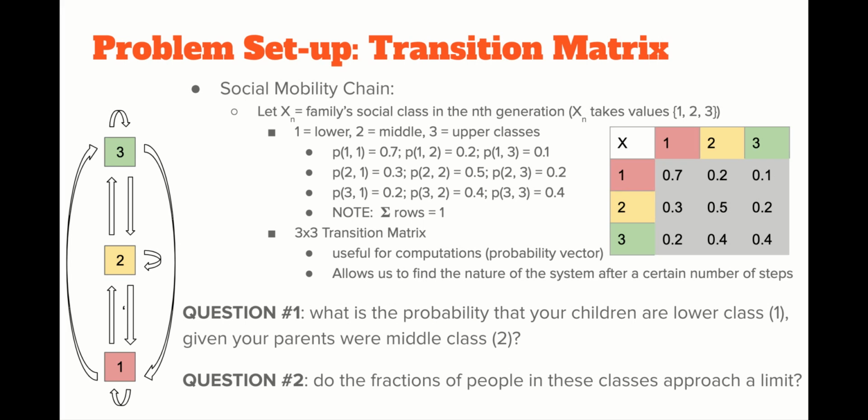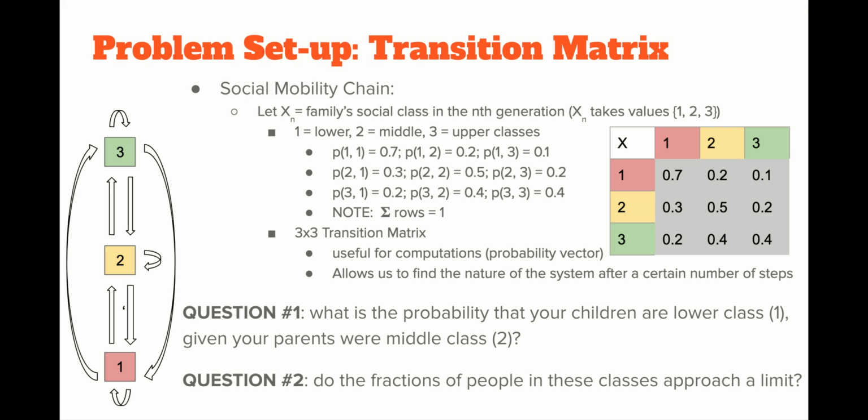So we will use an example called the social mobility chain as we learn more things about Markov chains. Consider that there are three different social classes, one being the lower class, two being the middle class, and three being the upper class. And we let xn be the family social class at the nth generation. So xn takes three values, and we have the transition probabilities here. The probability of going from class 1 to 1 is 0.7, 1 to 2 is 0.2, 1 to 3 is 0.1, etc.